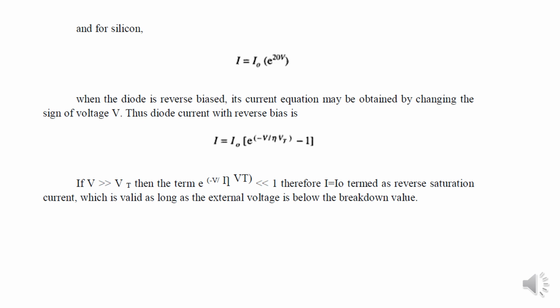The diode current under reverse bias can be given as I equals I0 into e power minus V by eta VT, minus 1. If V is very much greater than VT, the exponential term is much less than 1, therefore I equals minus I0. This is called the reverse saturation current, which holds as long as the external voltage is below the breakdown voltage. Thank you.